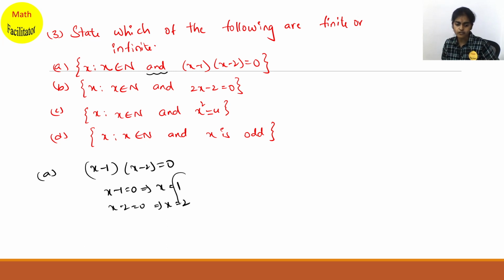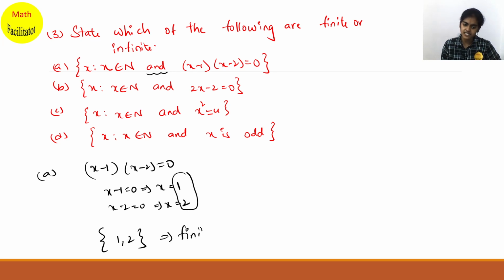So how many values of x do you have? Only 1 and 2, isn't it? So the first set has only elements 1 and 2. Is this a finite set? Yes, it is a finite set because you have a limited number of elements and you can count them. There are only 2 elements.